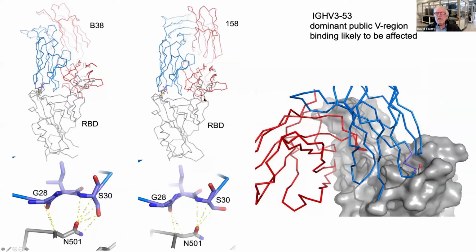And if you look where the light chain interacts, the light chain in both of these examples that we have structures for interacts very strongly, and you can see there are really clear hydrogen bond and hydrophobic interactions with this residue. So it is conceivable that this mutation to a tyrosine from an asparagine could affect the binding of these important antibodies, and that could have some impact on neutralization responses.